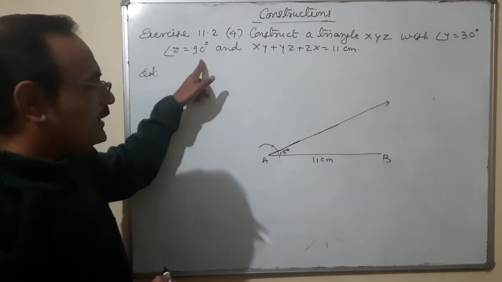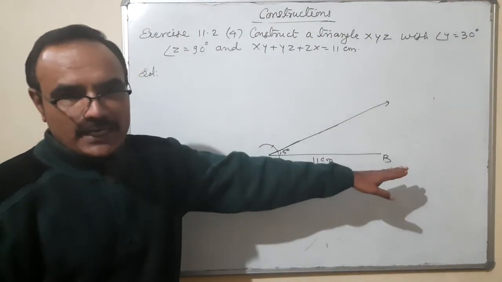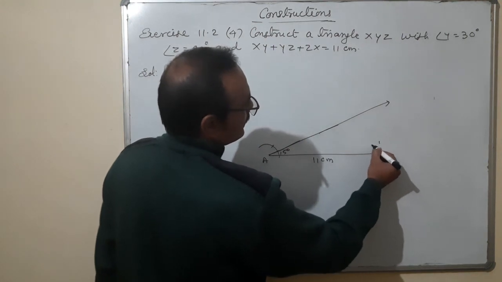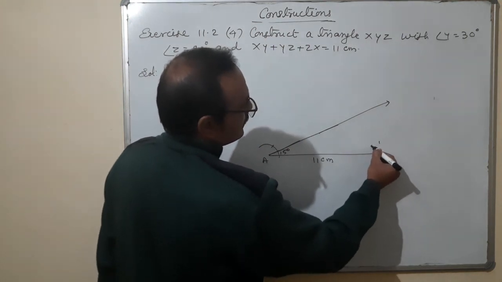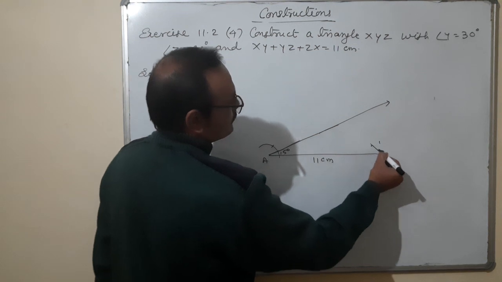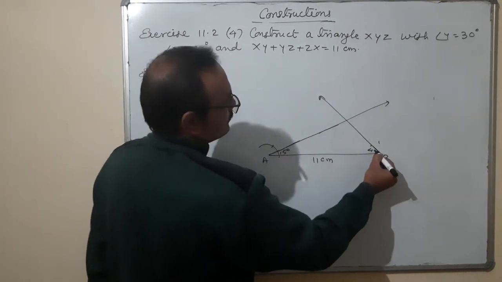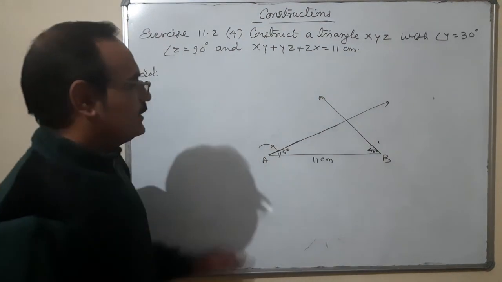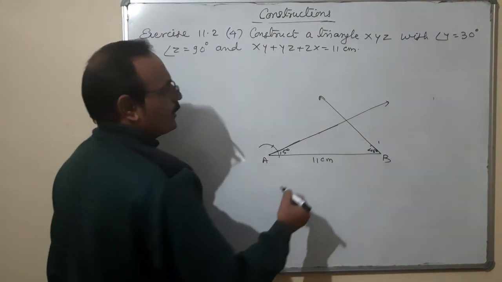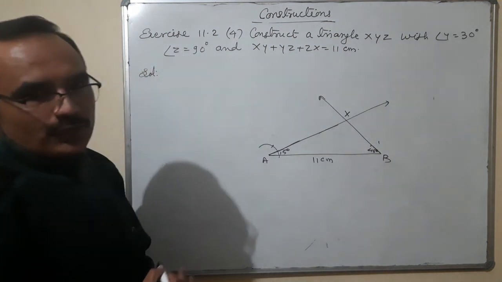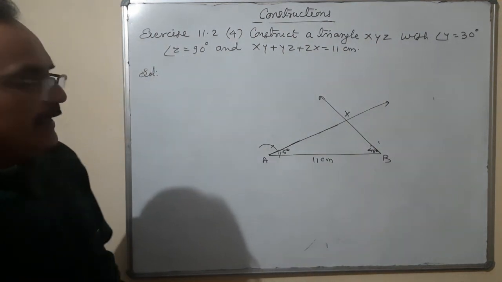Second angle is Z, 90 degrees. On that side, half of the 90, that means 45. So it is 90 and that angle is 45. Here is a 45. This angle is 45. And these two rays are intersecting at that point. I'll give the name as X. XYZ triangle we are going to make. So this angle is X.